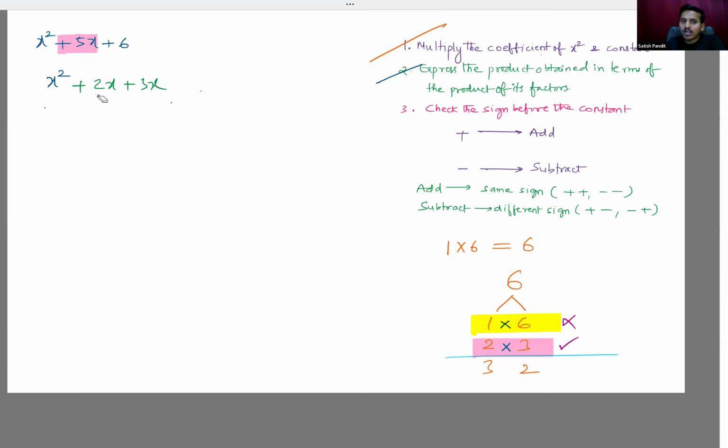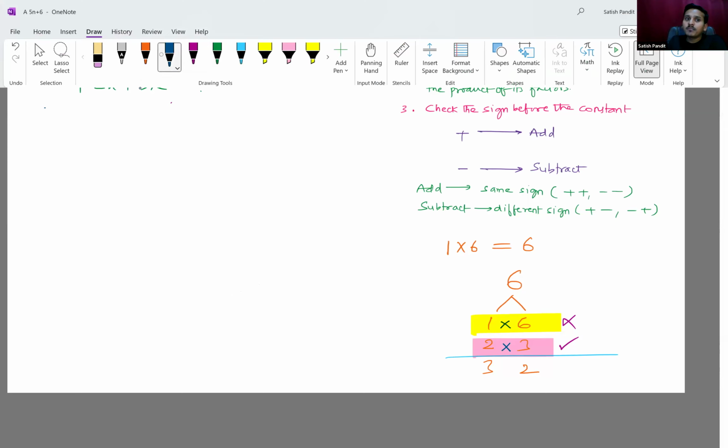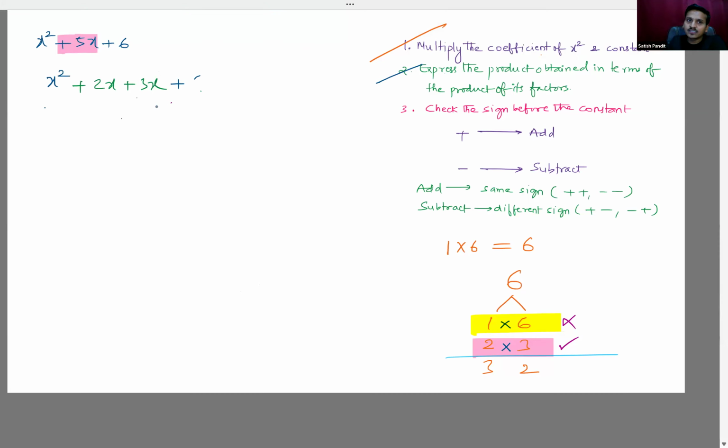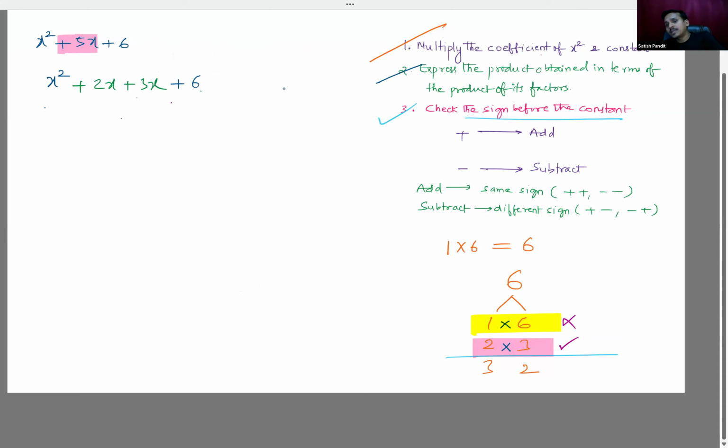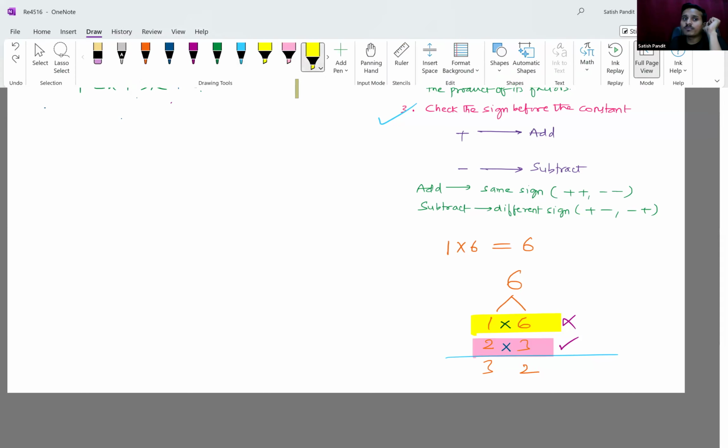So now we have written plus 5x as plus 2x plus 3x, and plus 6 I'll write as it is. Clear? Now the third step is to check the sign before the constant. If it is plus, we'll add. If it is minus, we'll subtract. I have told you addition means same sign, subtraction means opposite sign. During addition, whatever sign the numbers have, that sign will come. During subtraction, whatever is the sign of the larger number, that will come. And during subtraction, we'll always remove the small number from the big number. Clear? Next step is take common from the first two terms.